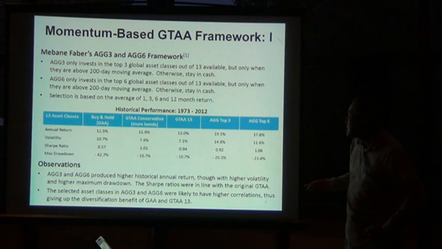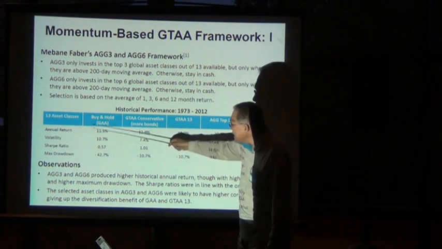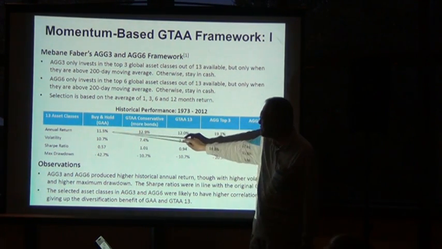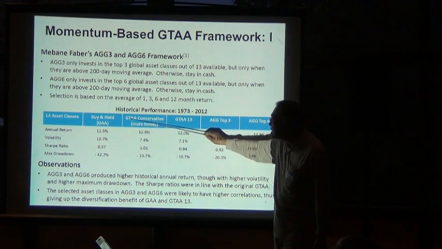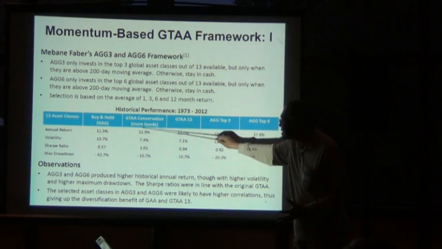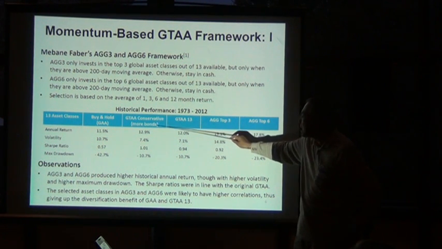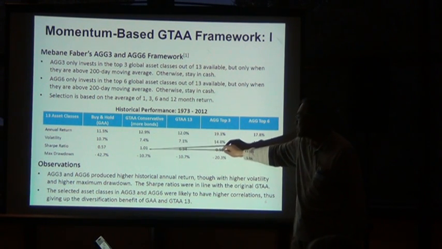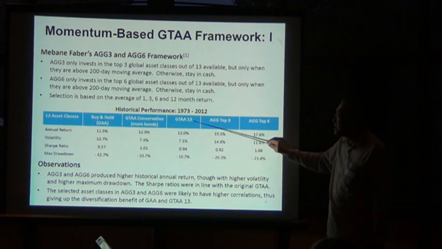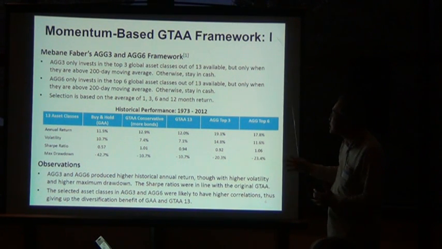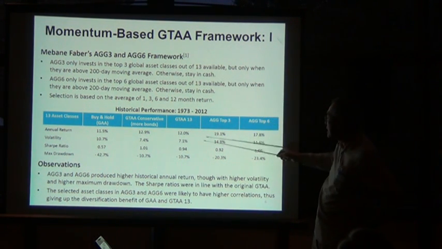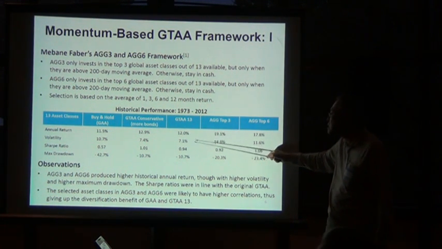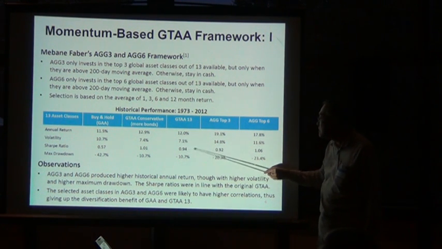So you can see that in a buy and hold global asset allocation approach, annual return is 11.5%. He has a conservative version; in this case, there are more bonds here. It's 12.9%. 7.5 with a Sharpe ratio of 1.01. GTAA 13, or 13 asset classes using these types of rules, he got a return of 12.0. Sharpe ratio is 0.94.